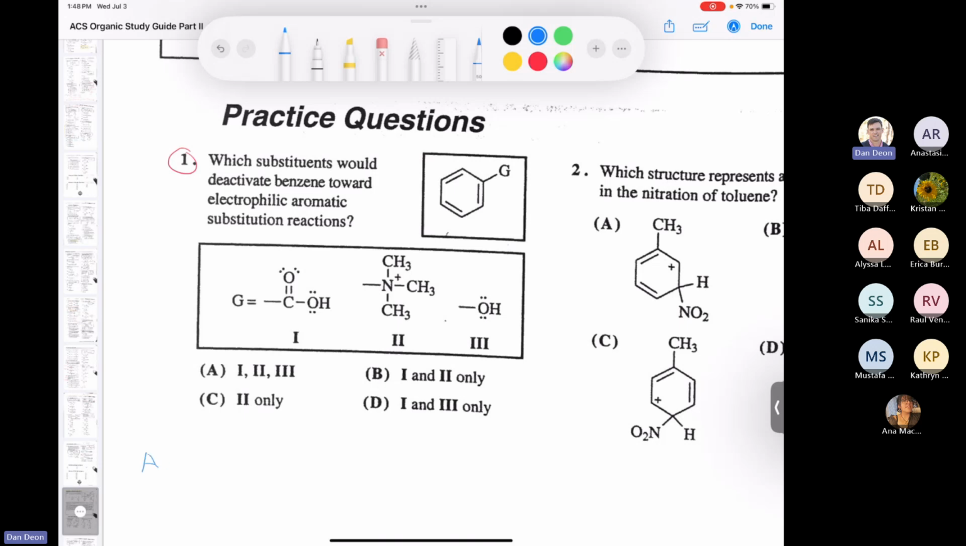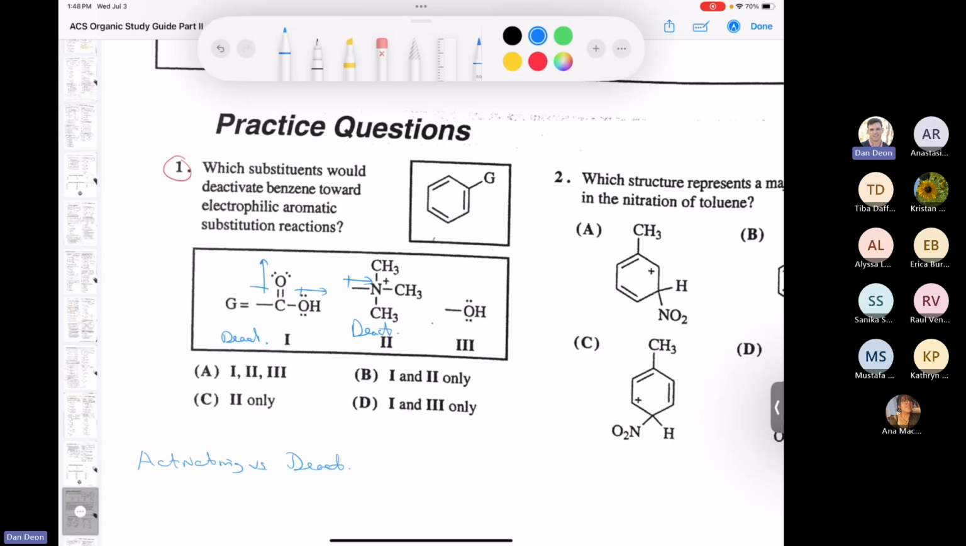Which one is an activating versus deactivating group? Okay, so if I look at the 3 groups that are here, well, the carboxylate is going to be deactivating. Why is that? It's pulling electron density away from the ring, right? The same thing with the second one where you have the ammonium ion. Well, that's got a positive charge. I mean, that's mega hungry for electrons. So it's pulling electrons towards itself. So this is highly deactivating.